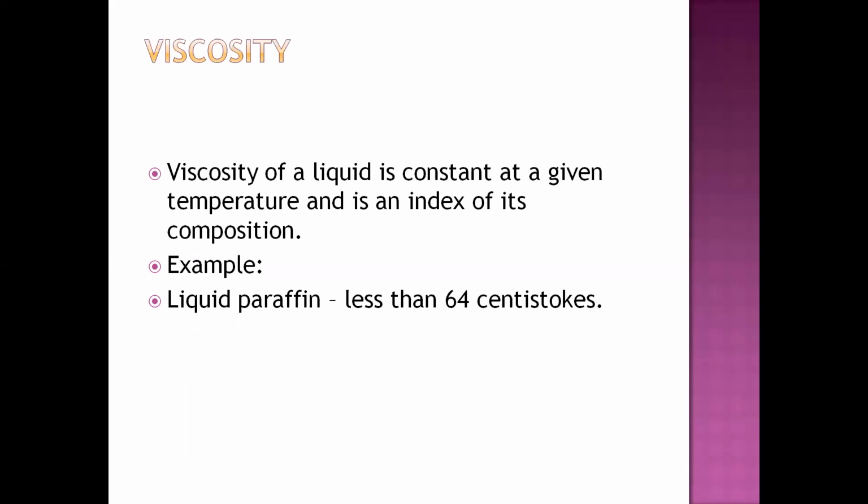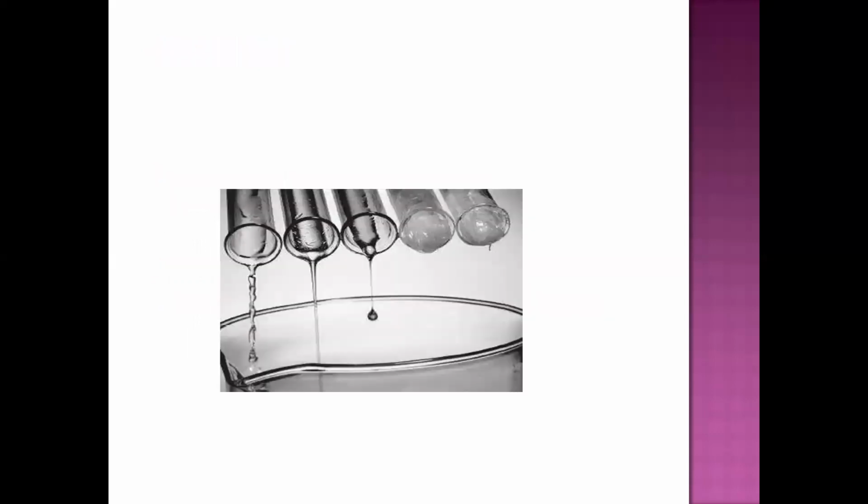That is the unit of viscosity. Its viscosity is always less than... If the viscosity you find for the liquid paraffin is more than 64, then you can say that the liquid paraffin is adulterated, because it has more viscosity or less viscosity.